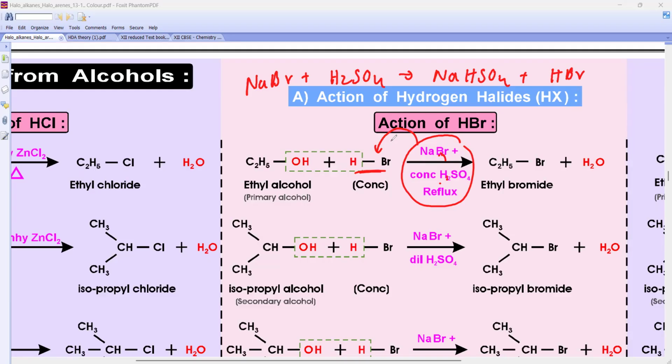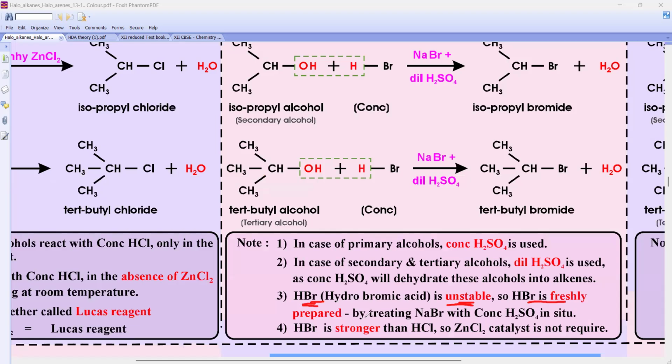Instead of Cl, you will write Br. Very good. Any difficulty till here? Why have we written on the arrow? It is prepared in situ. Circle in situ there. Did you understand what in situ is? Why do we have to prepare it? Because HBr is unstable, so HBr is prepared freshly by treating. Everything is written. Can you see? In situ. Okay. Clear?